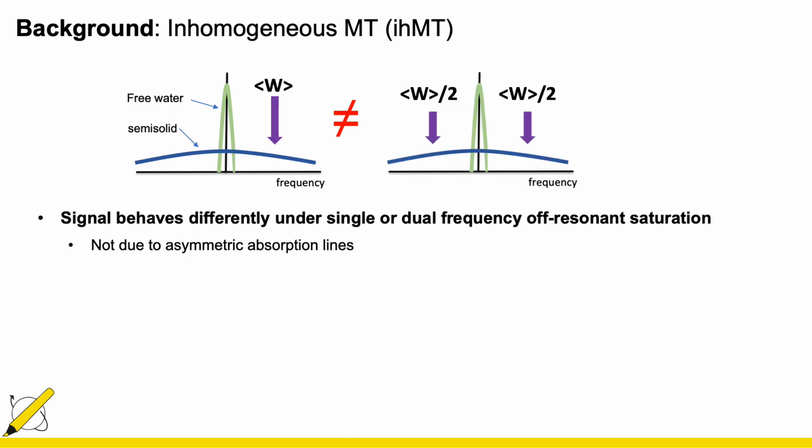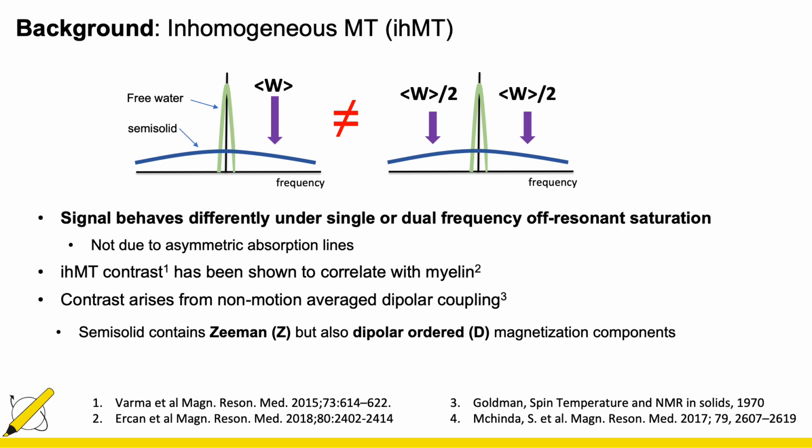You can do the same thing by applying the same total amount of power, but spaced equally around the resonance, so shown as half the power at positive and negative frequencies. And using the sort of classic MT picture, you would expect these two scenarios to lead to the same measurement. However, it's been found that you actually see a difference between these two. And this is not due to an asymmetry in the blue absorption spectrum. It's actually due to non-motion averaged dipolar coupling occurring in the semi-solid. And this has been shown to correlate quite well with myelinated tissues in the brain.